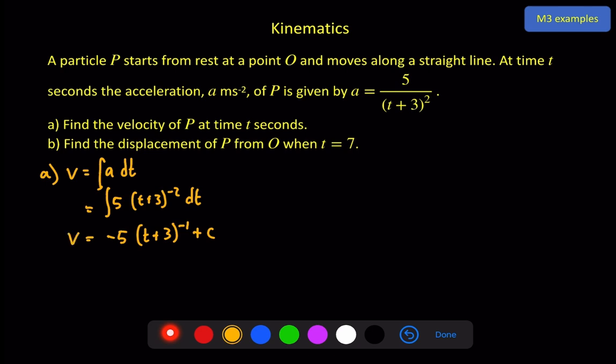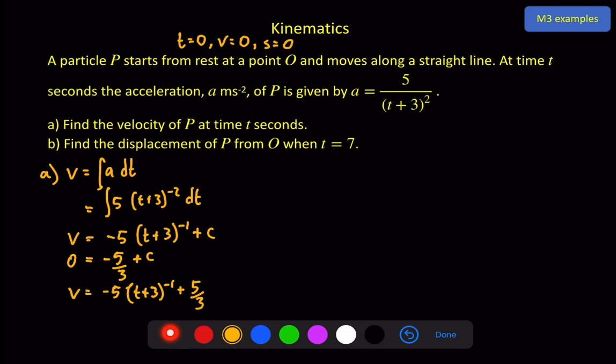Now we're told it starts from rest, so when t equals 0, that's when it starts from rest, that's v equals 0. It also says at a point O, and if we're moving from O, then s is also 0 at that point. So these make up our boundary conditions. So if we know t is 0 when v is 0, that gives us a 0 here. And this is 3 to the minus 1, so that's 5 over 3. So c is equal to 5/3. So we get minus 5 t plus 3 to the minus 1 plus 5 over 3. This is the velocity of p at time t.